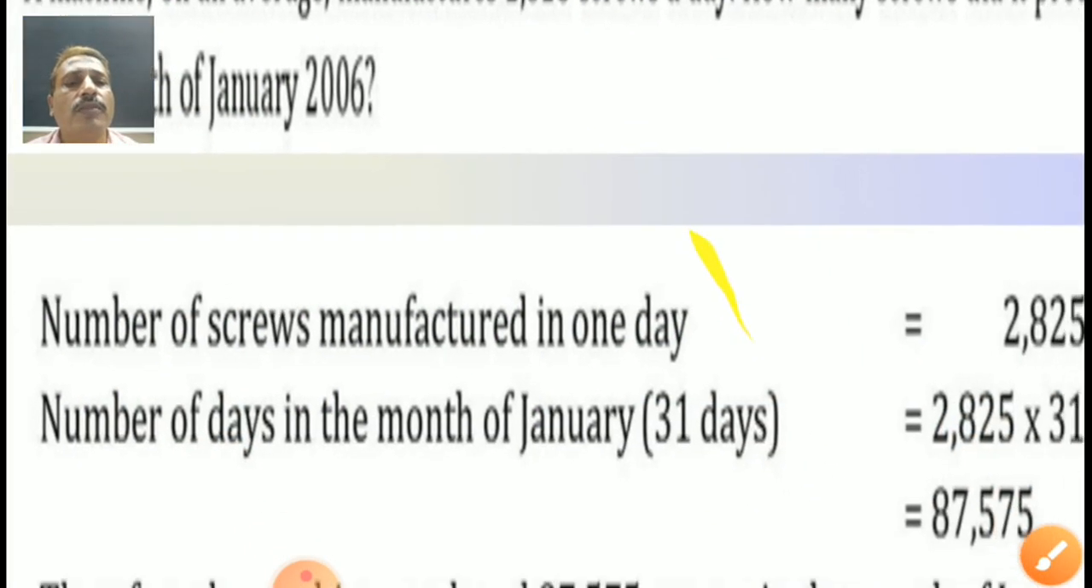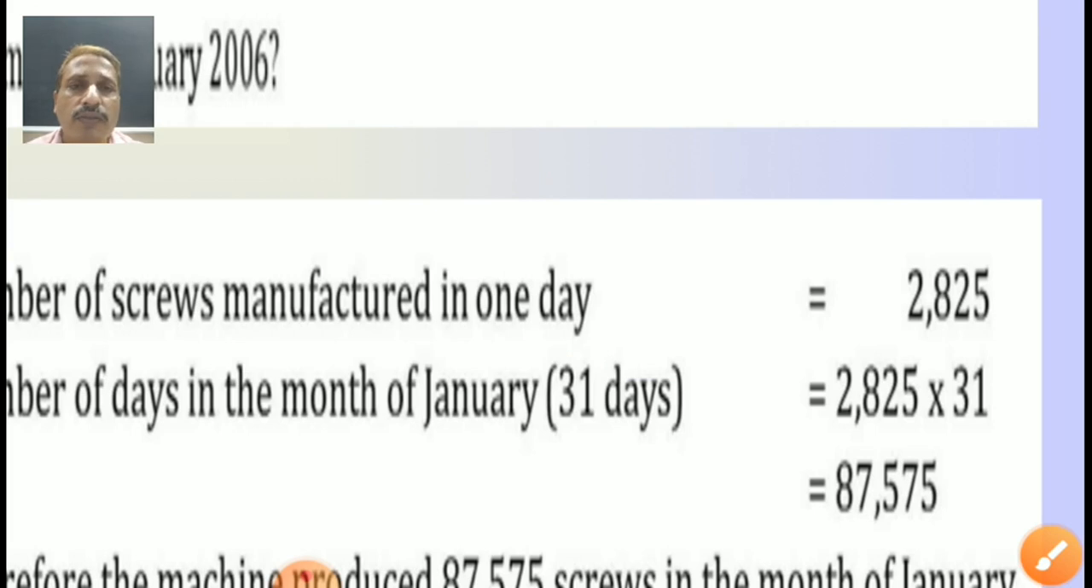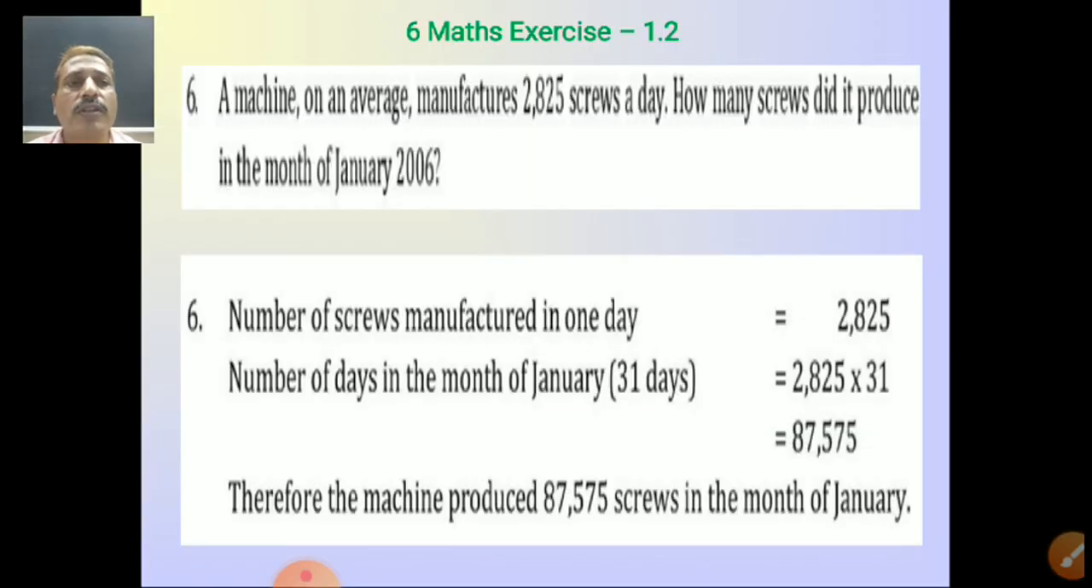So in the month of January, 87,575 screws were manufactured by a machine. Will you write this statement? Easy now? Yes? Good. Let's move to the new question.